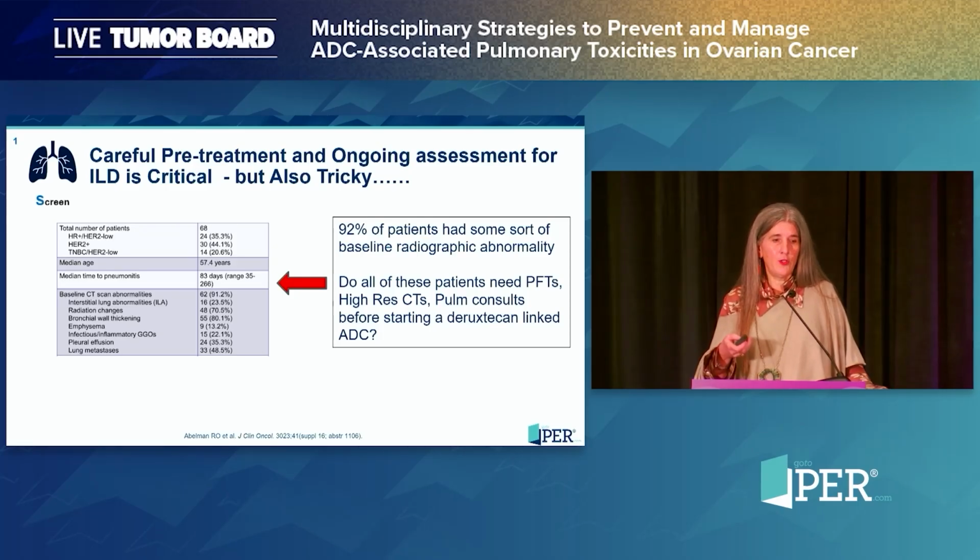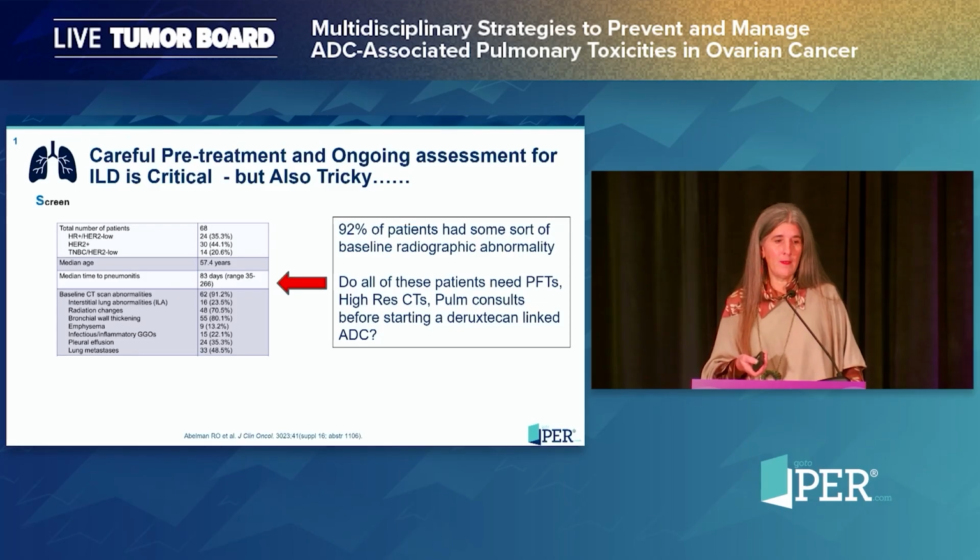Probably not. Do they all need a baseline high-res CT? Probably. Do they need a baseline pulm consult? Let's get some input from our pulmonologists. How much do I have to do before I feel comfortable I can start one of these ADCs? And how much is overkill and delay and cost added to a patient that they didn't need?